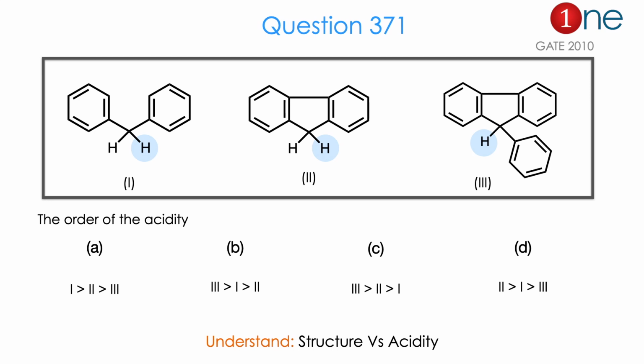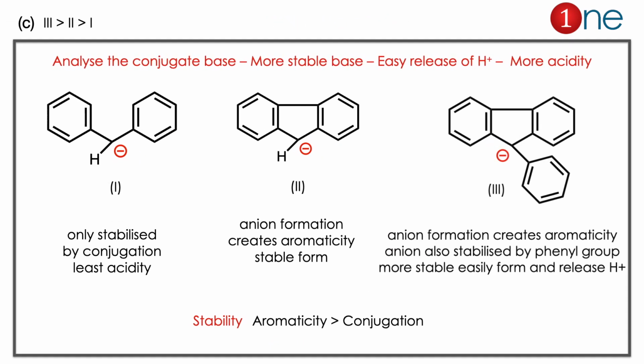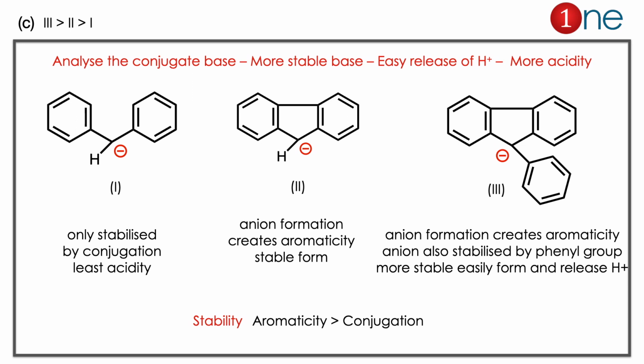From the 3 different acidic hydrogens and the order of acidity, you might realize the question is really about structure versus acidity. The answer is C. Let us see how. Here we are analyzing the acidity. So we analyze with the conjugate base. The more stable the base, the easier the release of H plus ion. That is our requirement for acidity.